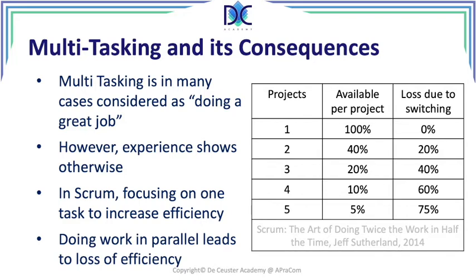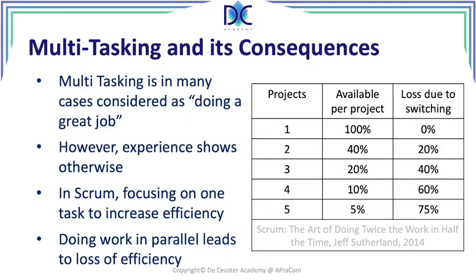With two projects, we have only 40% available per project because we lose 20% of our time to switching. With three projects, it goes down to 20% available per project, and we already lose 40% due to switching. With four projects, we only have 10% available for each project, and we already lose 60%. With five projects, it even goes to 5% and 75%. Of course, all the numbers add up to 100%.